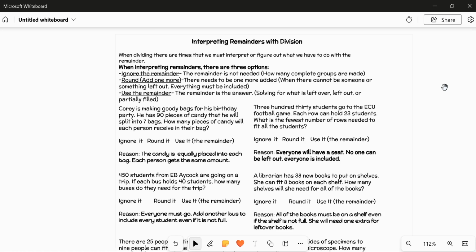Lastly, you have using the remainder as the answer. In this situation, a question might ask, what's left over or left out? Or something's partially filled.